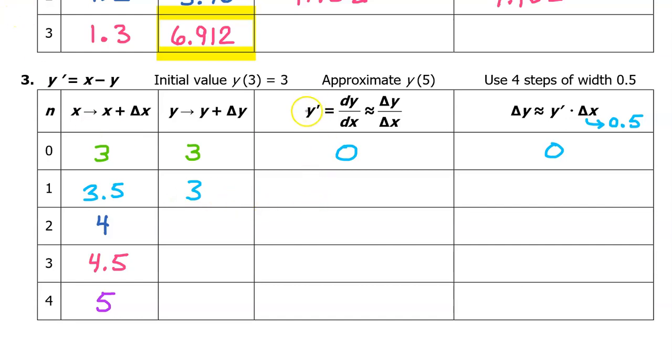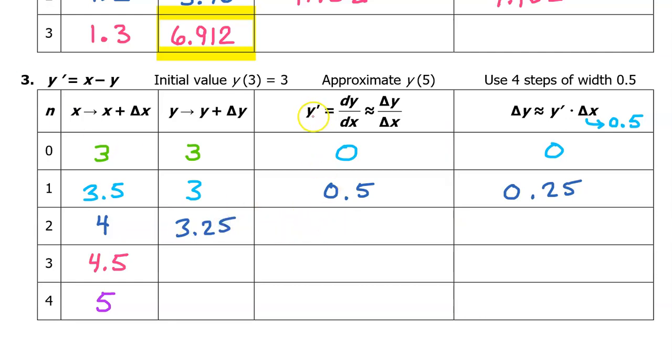Rinse and repeat. We need y prime, which is x minus y. In this case, that's 3.5 minus 3, which gives us 0.5. Now we need delta y. That's y prime times delta x. That's 0.5 times 0.5. That gives us 0.25. This is delta y. So if we add delta y to the previous y, we get the next y. 3 plus 0.25 is 3.25.